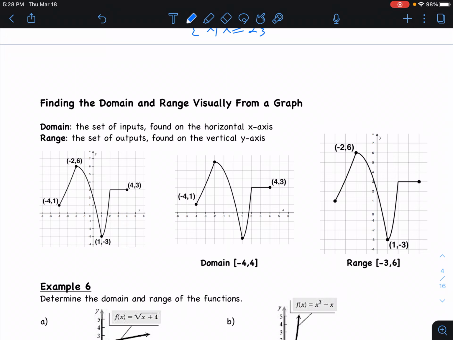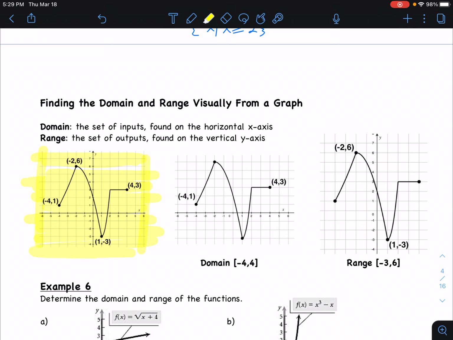So here, I know there's 3 graphs, but focus right here on this graph. This is the actual problem that will be presented to you. And then the second and third graph are just breaking down how you want to look at the domain and look at the range.